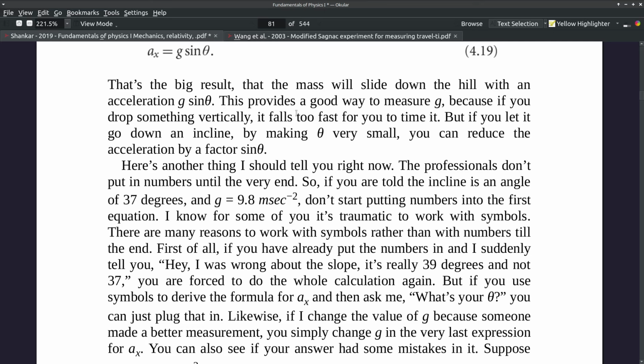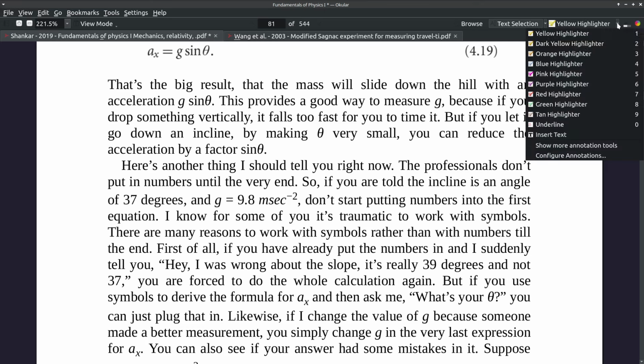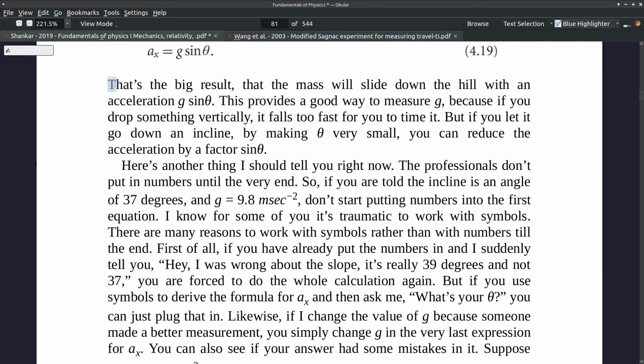This provides a good way to measure g, because if you drop something vertically, it falls too fast for you to time it. But if you let it go down an incline, by making theta very small, you can reduce the acceleration by a factor of sine theta.